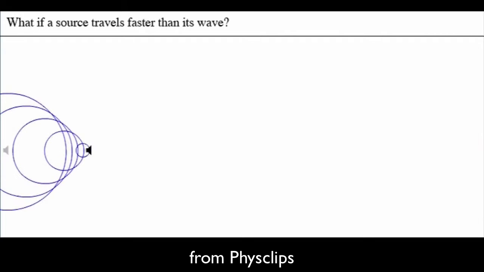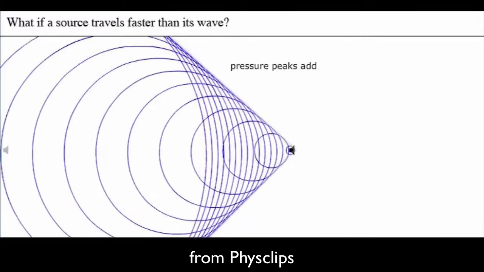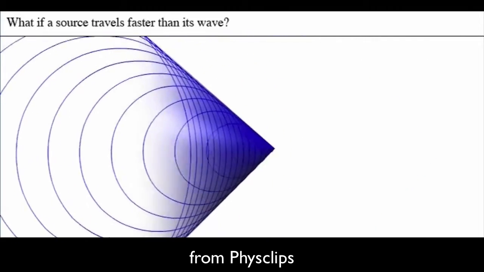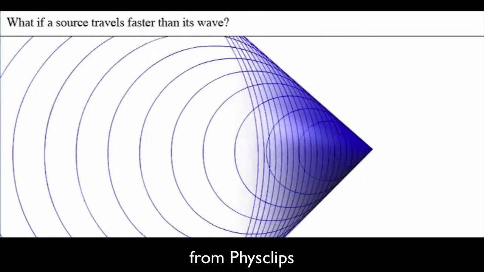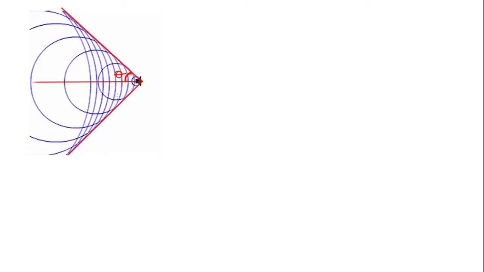So this animation shows what happens when an object moves faster than the wave speed in that medium. You can see you get pressure peaks forming. This shows the same thing in 3 dimensions. So we saw in the animation that we get these pressure waves travelling along where all the wave fronts add together. So what we're actually interested in is what's this angle theta, which this wavefront makes with this horizontal line here.